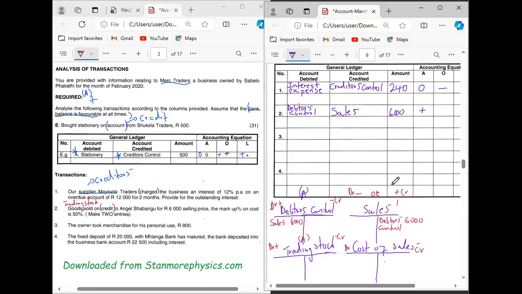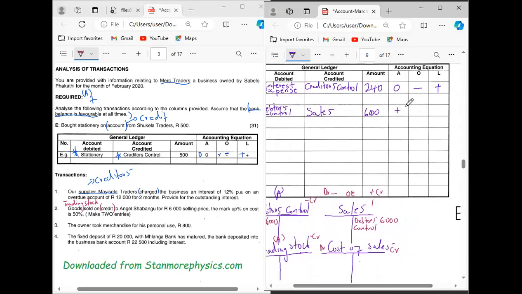And then now we go to sales. Sales are classified as assets, owner's equity, or a liability? They are classified as owner's equity. Plus or minus? We recorded under the positive sign. Then we write the positive sign plus.